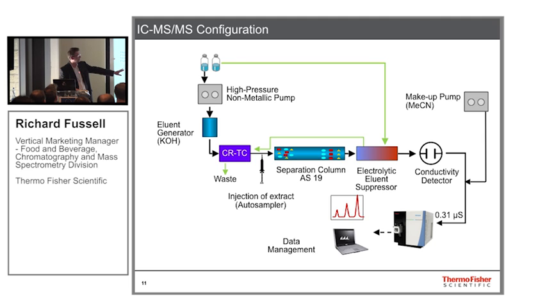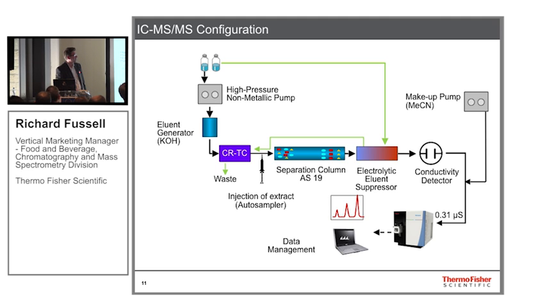So if we've got an anion exchange column, we're going to monitor these compounds as negative ions, so these are deprotonated molecules. But we've got KOH as a mobile phase, and that's not really very compatible with mass spectrometry. So we have to do another trick. We have something called an electrolytic eluent suppressor. What this does is convert the potassium hydroxide to water. It's an electrolytic system, and this is done automatically. So then the water is more compatible with mass spectrometry.